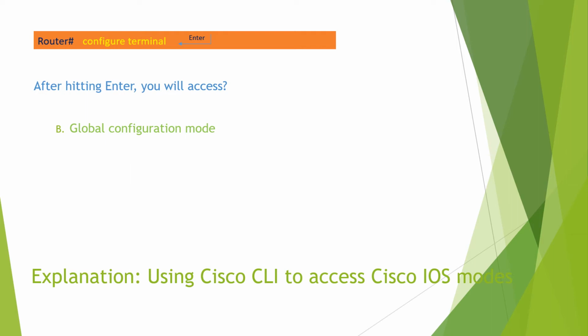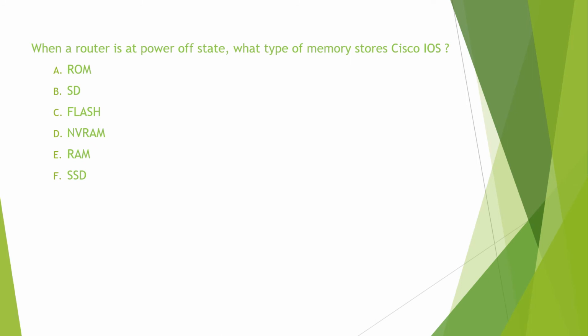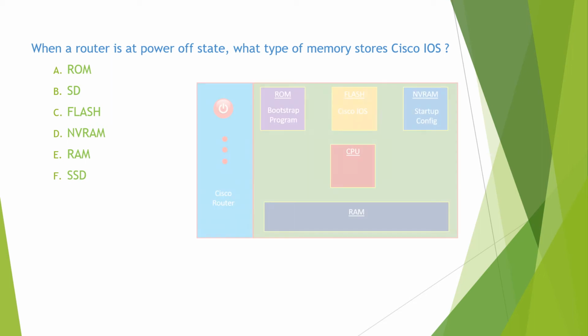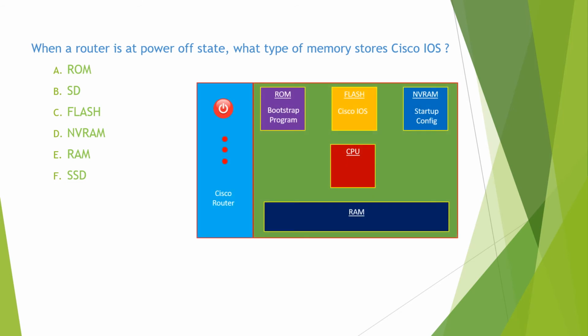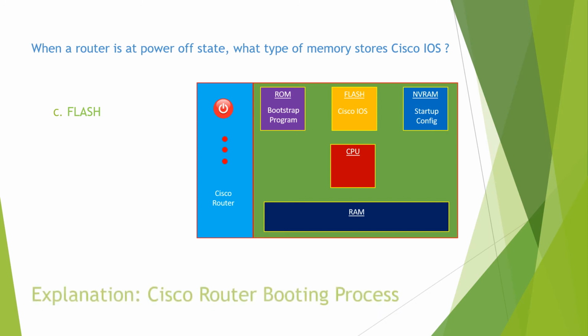Using Cisco CLI to access Cisco IOS mode. The question reads, when a router is at power off state, what type of memory stores Cisco IOS? In order to answer this question, you may need to remember this figure. As you can see, this is the state when router is off and Cisco IOS is stored in the flash memory. So the answer for this question is C. You can find the detailed explanation for this question in the video.